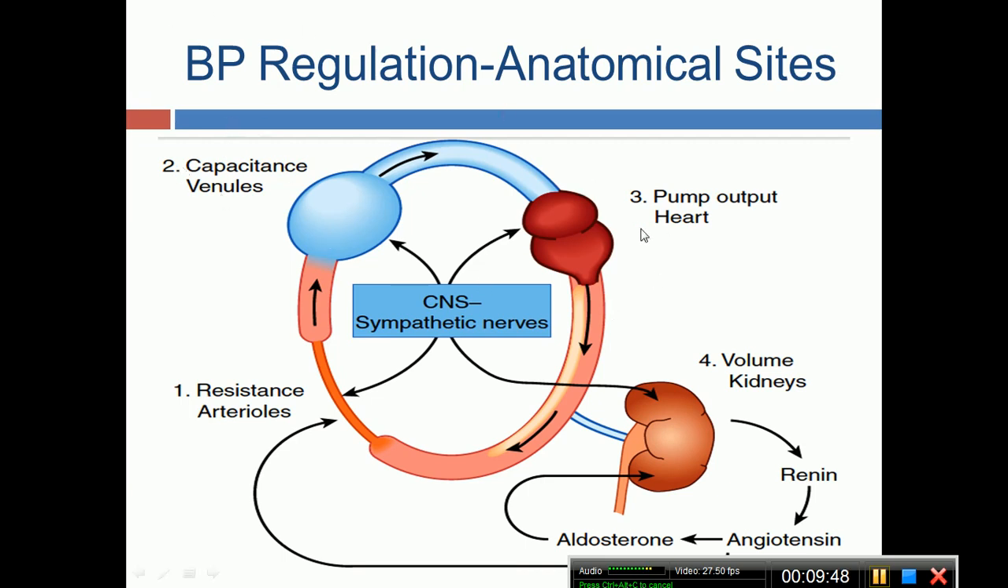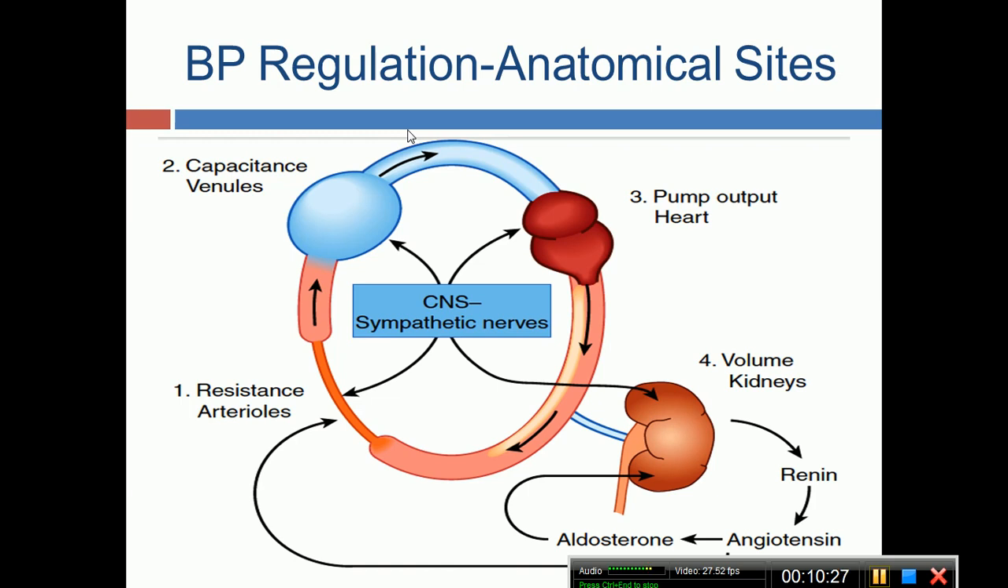Then the pumping output of the heart itself: the greater the heart rate, the greater would be the blood pressure. Pump output is cardiac output, which we saw in the previous slide. If someone is having hypotension, lowering of blood pressure, then the body's first mechanism is to increase cardiac output. Heart rate will be increased, so the pumping output of the heart will increase.